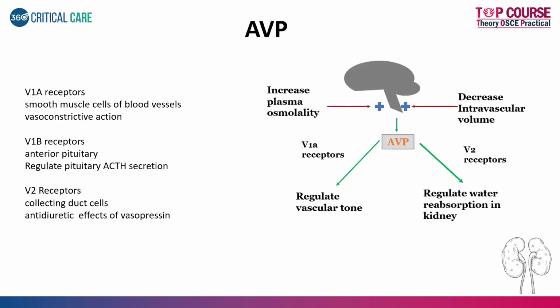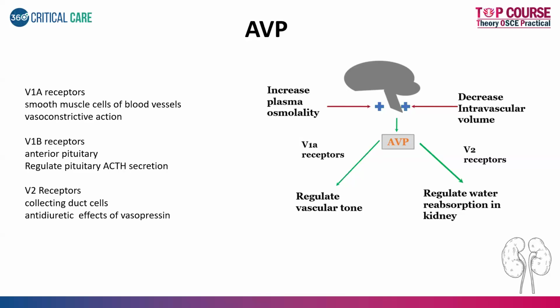Coming to the understanding of the use of vaptins, vaptins are usually AVP antagonists. Arginine vasopressin is secreted by the posterior pituitary, or the neurohypophysis, usually due to a stimulus because of decreased intravascular volume or increased plasma osmolality. AVP acts on multiple receptors. They are classified into V1 and V2 receptors. The V1 receptor is again classified as V1A and V1B.